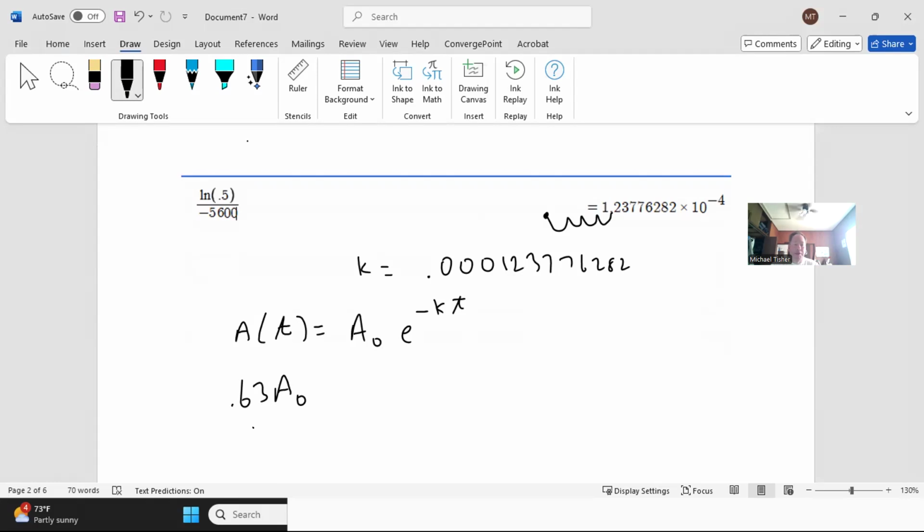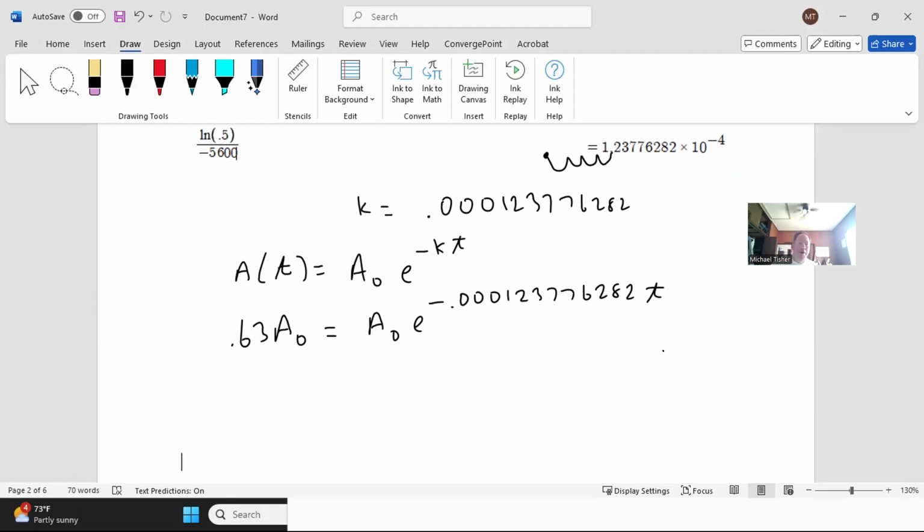So we want to know now, when will the carbon-14 be 63% of its original state? And this is when A of t is equal to 0.63 a sub 0 equals a sub 0 e to the negative. Now we know what k is, so let's put the number in for k that we just found. So that'll be e to the negative 0.00012377682 times t. So now we have 0.63 a sub 0 equals a sub 0 e to the negative 0.00012377682t.